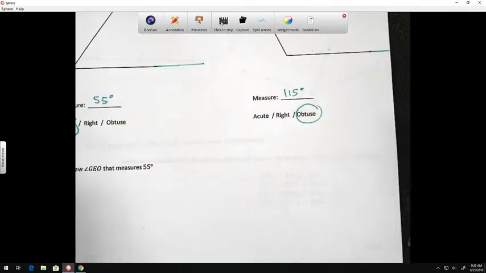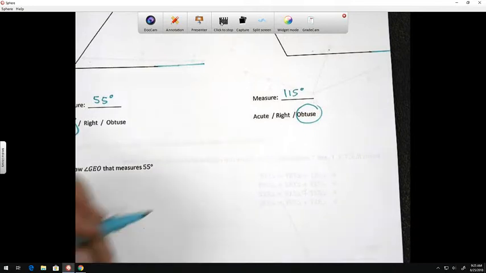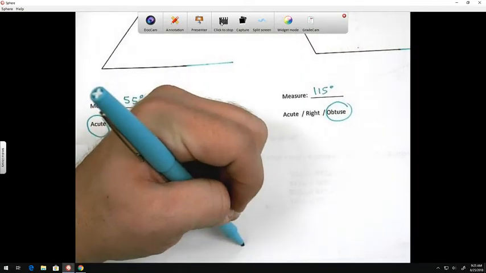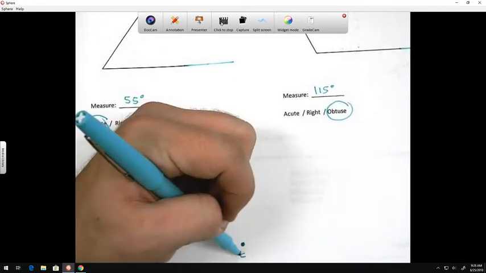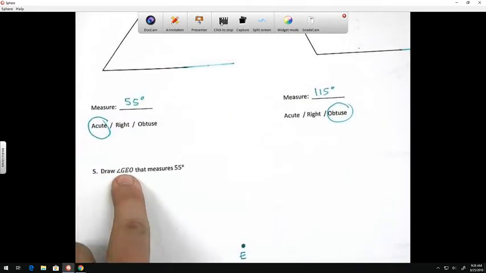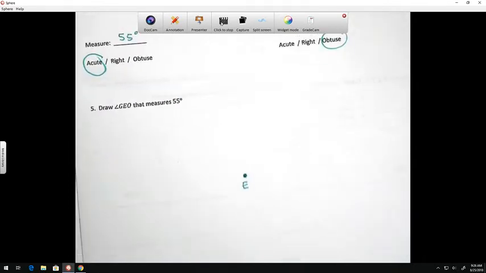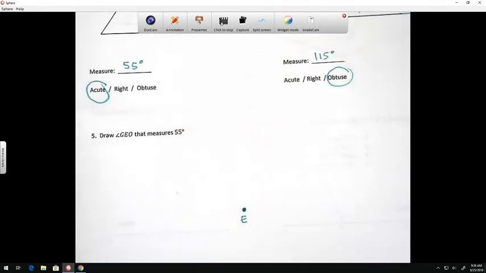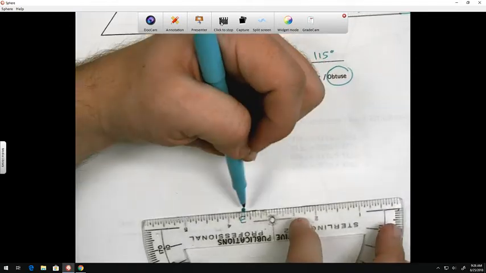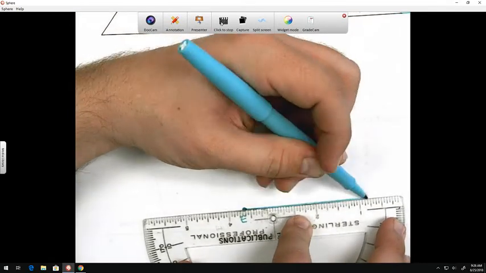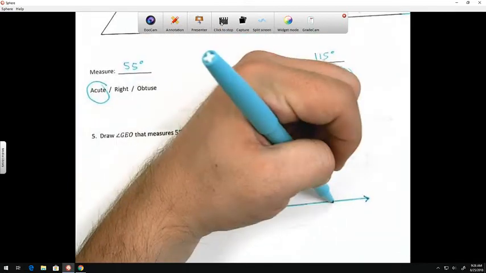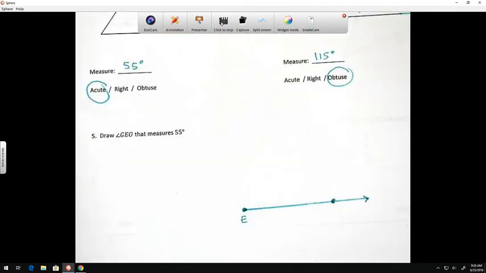Okay, last part, trying to go quick here. If I'm trying to draw an angle, you always want to start by drawing your vertex, and I'm going to call that letter E, because I know for a fact that E must be my vertex. Now, you want to extend a ray. It doesn't really matter the direction, but extend a ray. Maybe make a point that we'll label in a little bit. And now we know that we want to go 55 degrees.